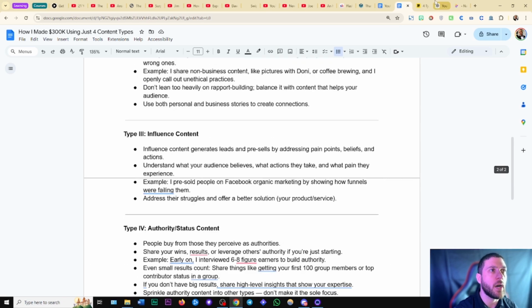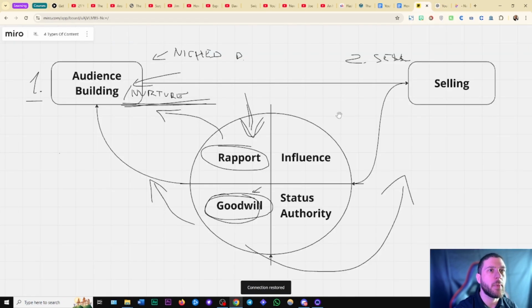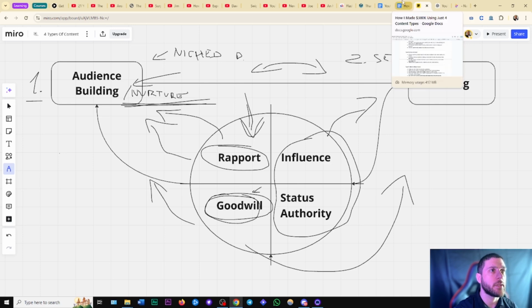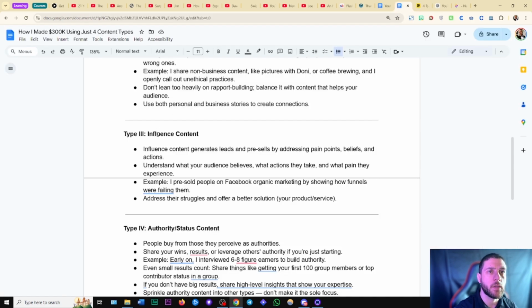Now we have two other types. By the way, both types can serve both purposes, right? But these are more for selling and pre-selling, and the earlier ones are usually more for nurturing and building one's audience. So anyways, let's go to type number 3, which is what I call influence type content. And this is the content that probably made me the most amount of money.